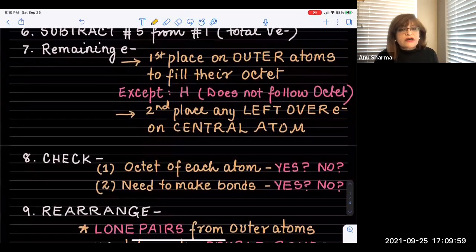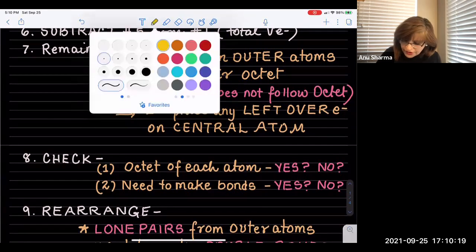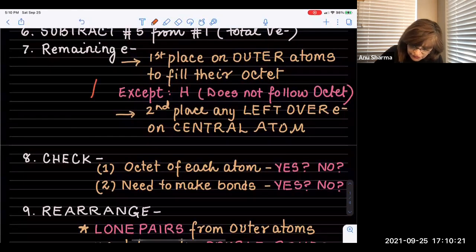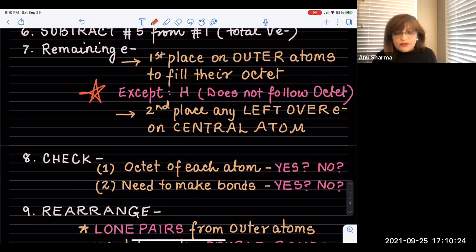The leftover electrons are first placed on the outer atom to fill their octet if they follow the octet. But if they do not follow the octet, you move on, which means hydrogen, you do not place the remaining electrons to fill the octet on hydrogen. This is a very common mistake. I see the students making that. So this is an exception to the rule here. So keep note of it. Hydrogen does not follow the octet. Next is any leftover electrons. After you have finished filling the octet of the outer atoms, then you go to the central atom and any leftover electrons are placed on the central atom.